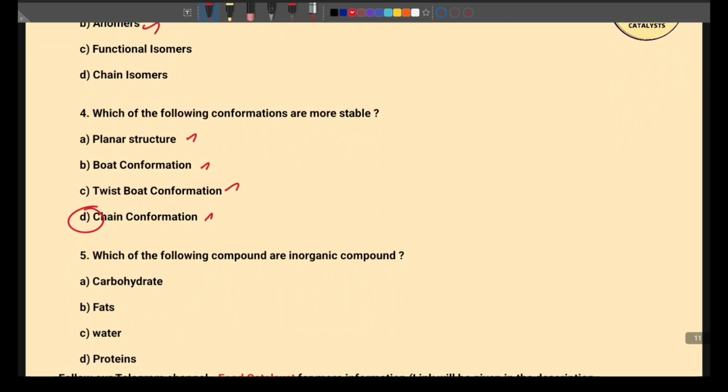Which of the following compounds are inorganic compounds? Okay, this is an interesting question I wanted to include. See, most of the people who have studied food chemistry properly will answer this. But if they are not in touch, surely they won't select water as an option because they think that water is an organic compound.